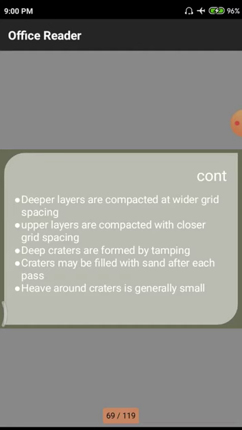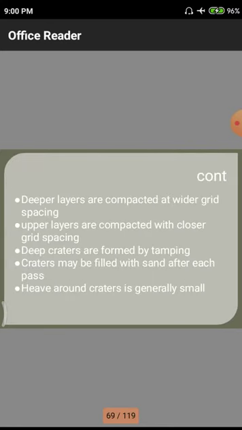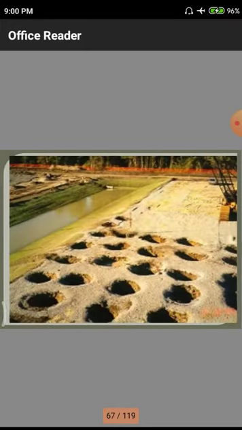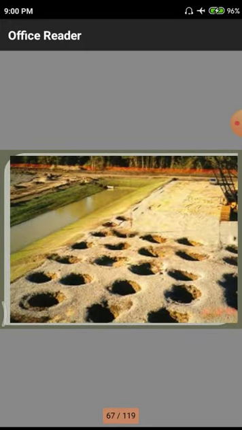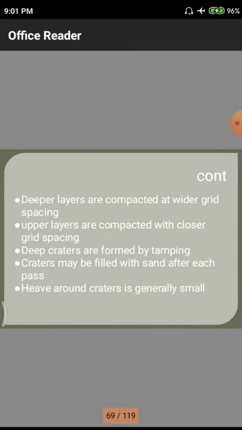Deep craters are formed by tamping. In the diagram below we have shown these deep craters formed by tamping. Craters may be filled with sand after each pass. A crater means a gap which is formed due to the blowing of weight. Those gaps will be filled with sand after each pass.